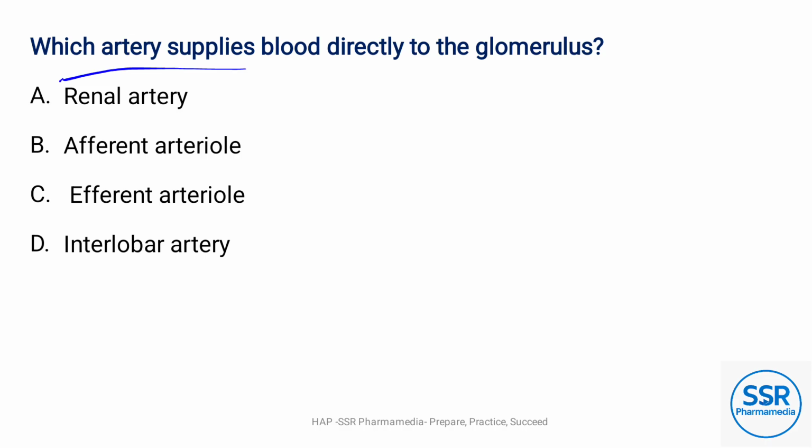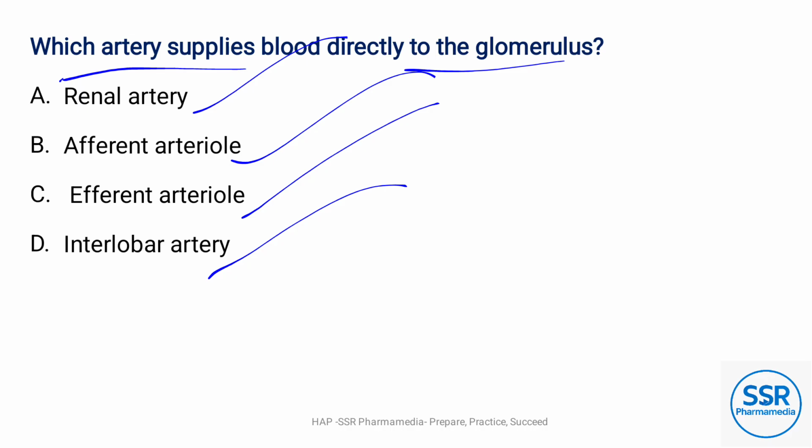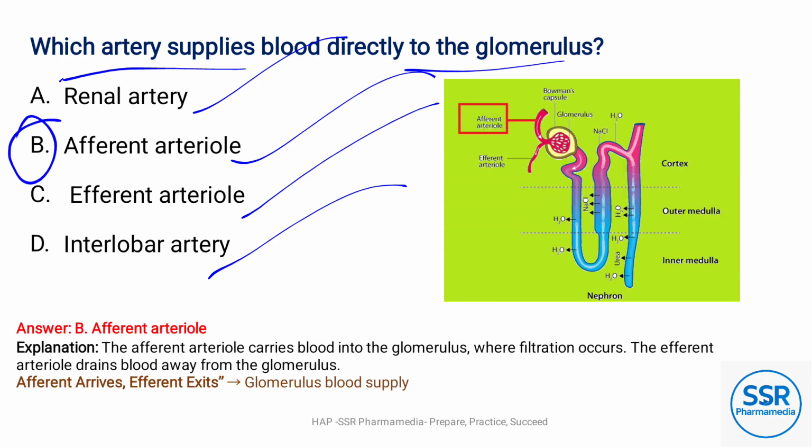Which artery supplies blood directly to the glomerulus? Option A, renal artery. Option B, afferent arteriole. Option C, efferent arteriole. Option D, interlobar artery. So the answer is option B, afferent arteriole.